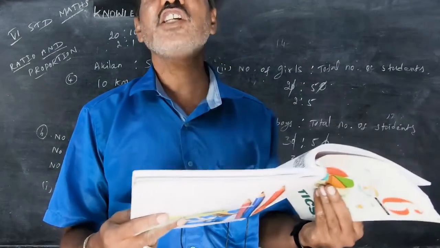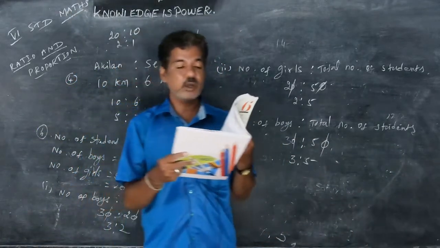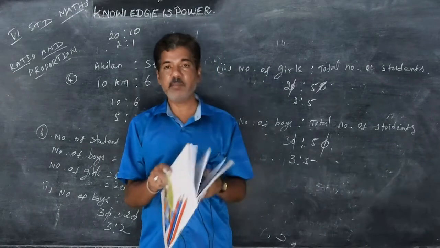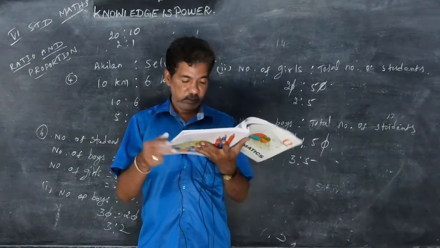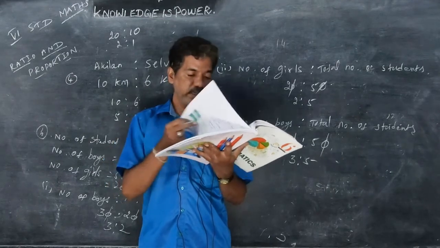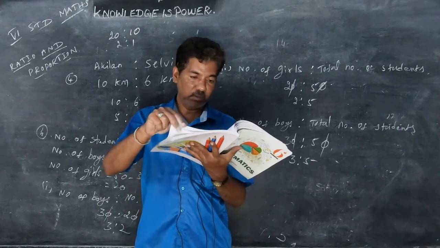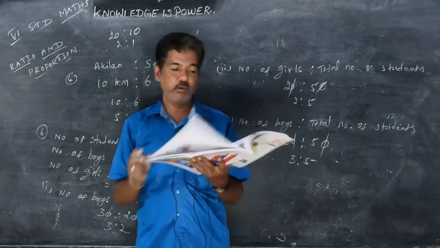So the first exercise will be over. Exercise number 3.1 I have completed, based on the ratio. You watch the examples as well as the exercise. The first exercise I have finished. Next class, when the class is arranged, I will continue with equivalent ratio. Okay, thank you.